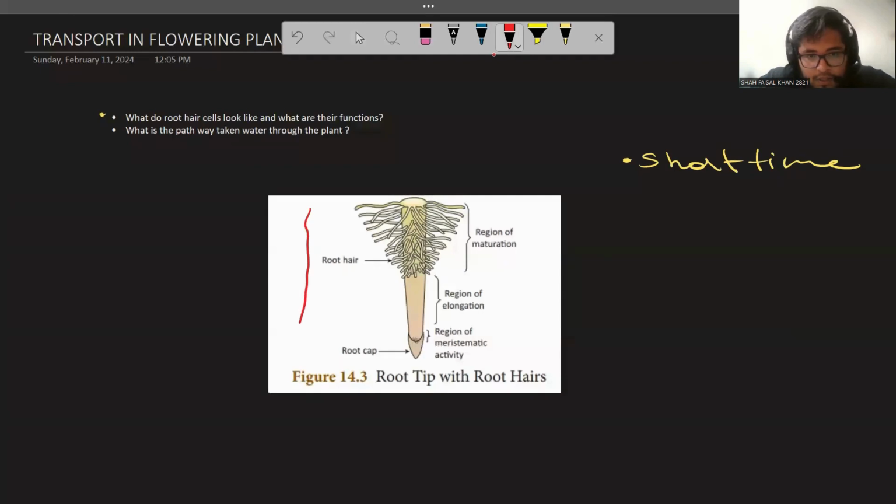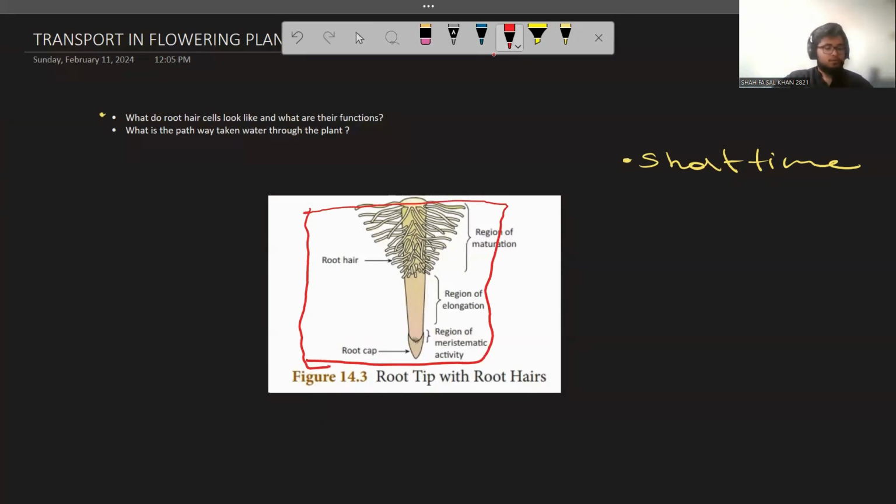Look, this is the structure of a root. This is how a root looks, not a root hair cell. In this, you can see that there is an elongation at this point. Here it is written region of elongation. And this is the region of meristematic activity. In this region, there is cell division by which the root always grows.